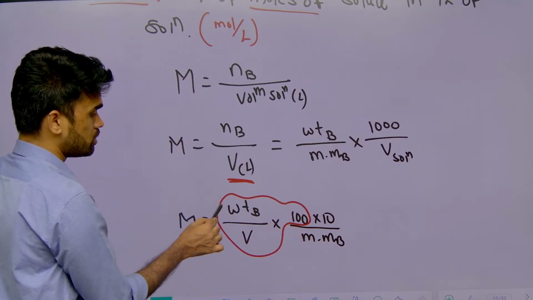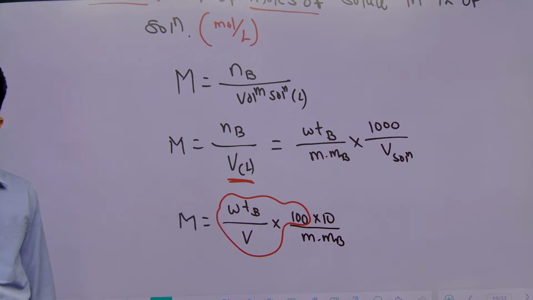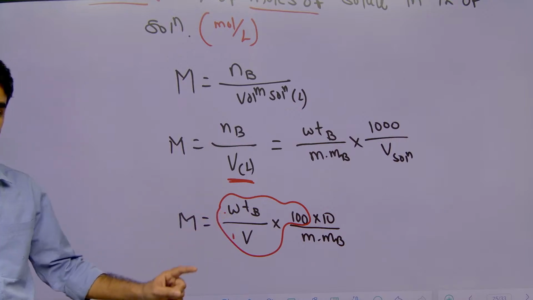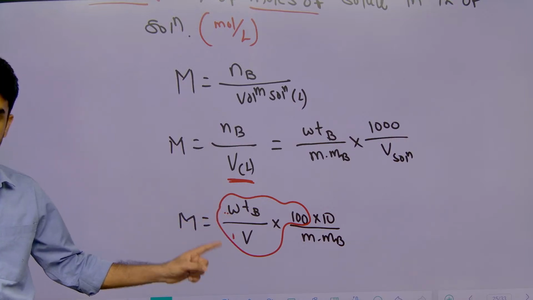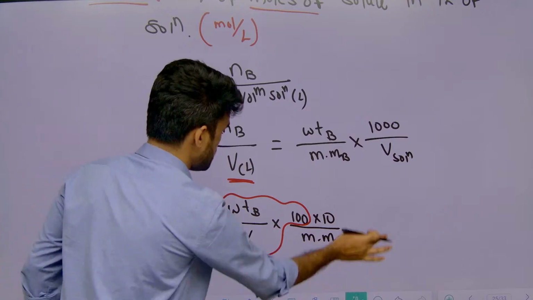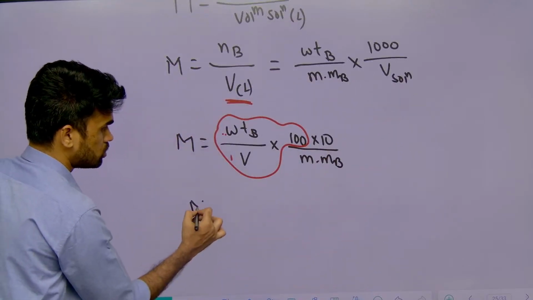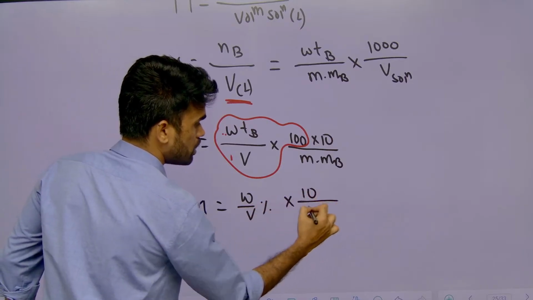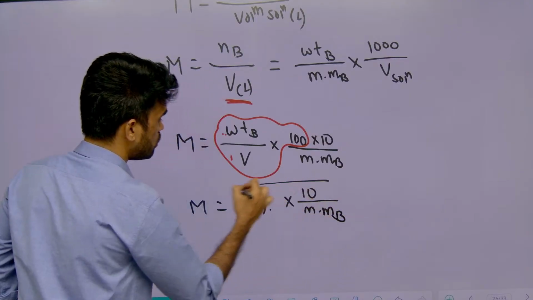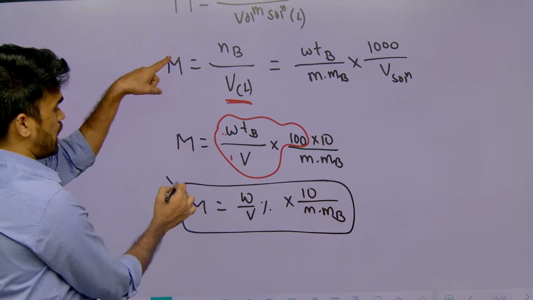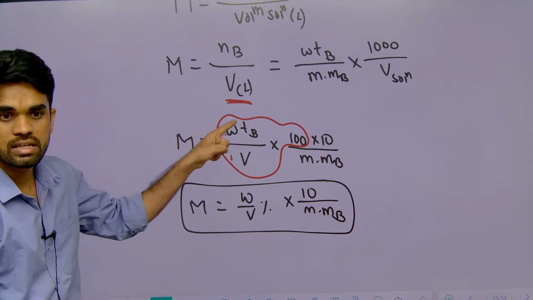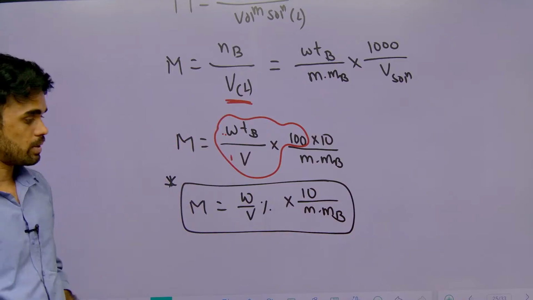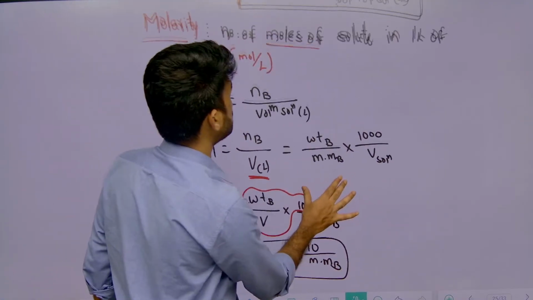So just see this one, weight by volume into 100. What can I say this one is? Which percentage? Weight by volume percentage, you can write mass by volume percentage. So next, what am I writing? Molarity equals weight by volume percentage into 10 by molar mass of solute. Okay? So we discussed molarity and the relation of molarity with some other concentration term. What is that other term here? Weight by volume percentage. Okay, let us do some questions so that you won't feel bored.